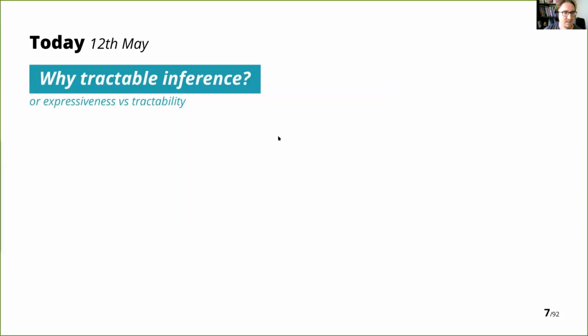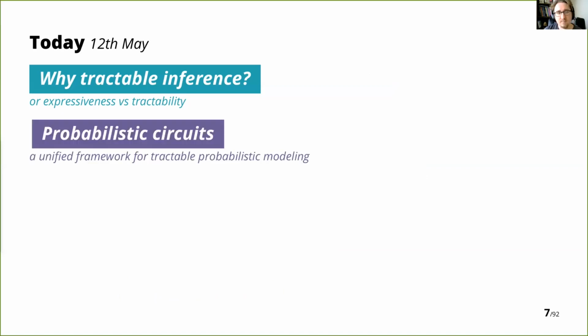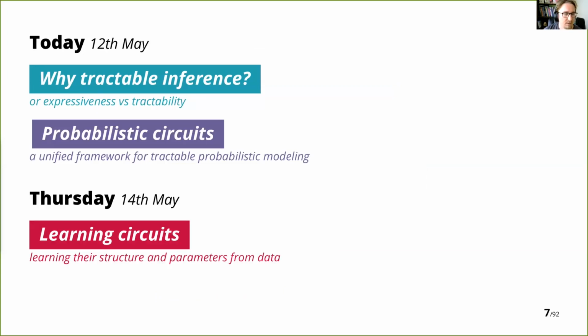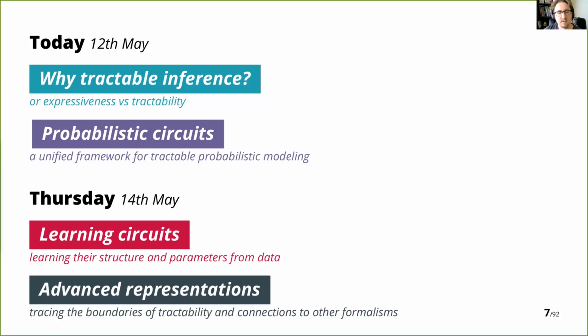So that's the schedule for today. Antonio will talk to you about why we care about tractable inference, what it is, and what the trade-offs are with the existing models. Then I will talk about this framework of probabilistic circuits, what they are and why they are tractable. Then Robert on Thursday will talk about the machine learning side of things, how you learn the structure and the parameters of these models from data. And then YooJung, also on Thursday, will talk about more advanced issues with these representations: how you translate between them, how you connect them to certain more advanced models, how you do some very complicated queries, and also how you study them from a theoretical point of view.